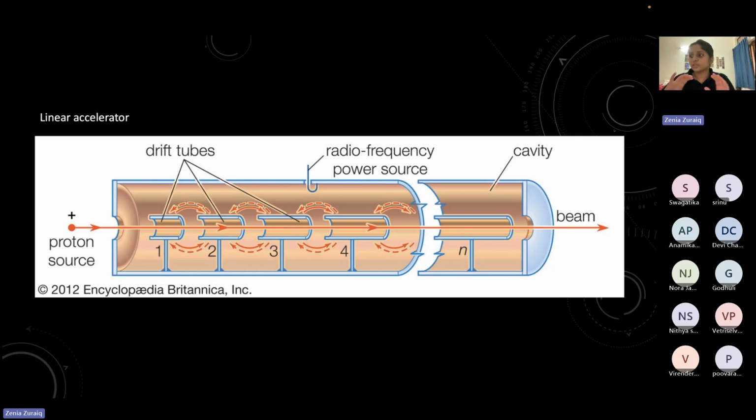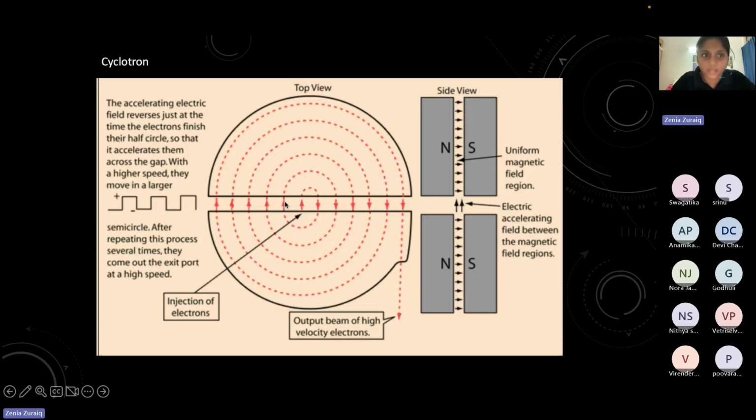They said instead of linearly accelerating, which proves to be difficult, because the more the particle is moving through the tube, the more force is felt and the more accelerated it gets, instead of moving it in a straight line, what if we move it in a circle? And that is exactly what is seen here in a cyclotron. A cyclotron is basically a linear accelerator, but you bend it.